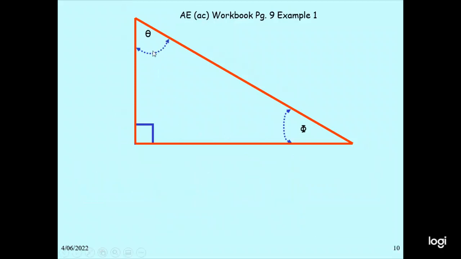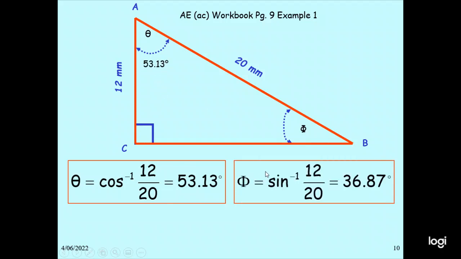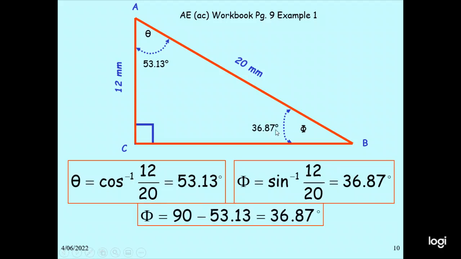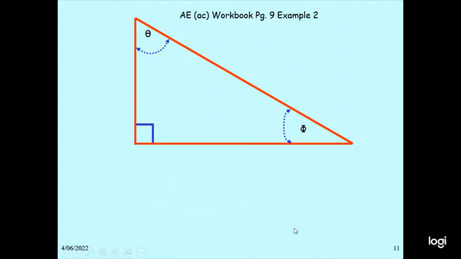So here is a worked example. This is the hypotenuse, 20 meters, and 12 meters. In this case, theta is cos inverse of 12 by 20, so 53.13. Then theta is sin inverse of 12 by 20, so 36.87 degrees. Theta equals 90 minus 53.13, so you get 36.87. BC is the square root of 20 squared minus 12 squared, so you get 16 millimeters. So that will be the answer here.